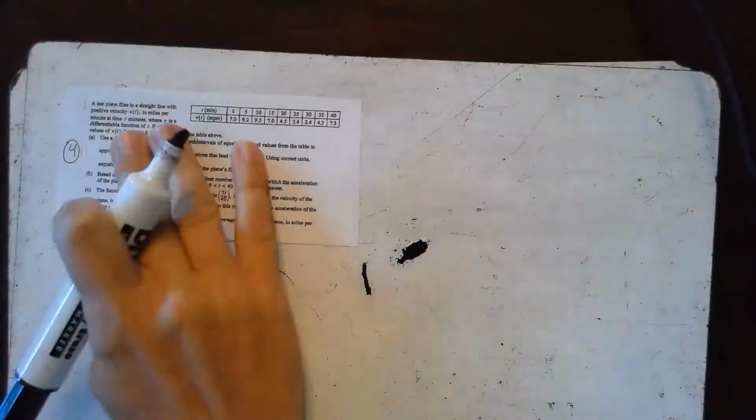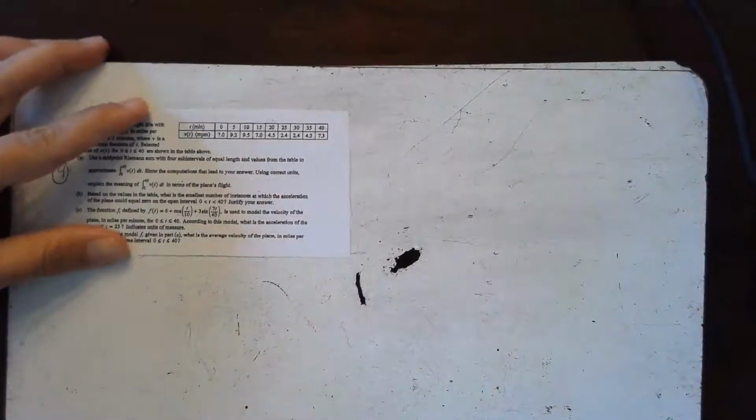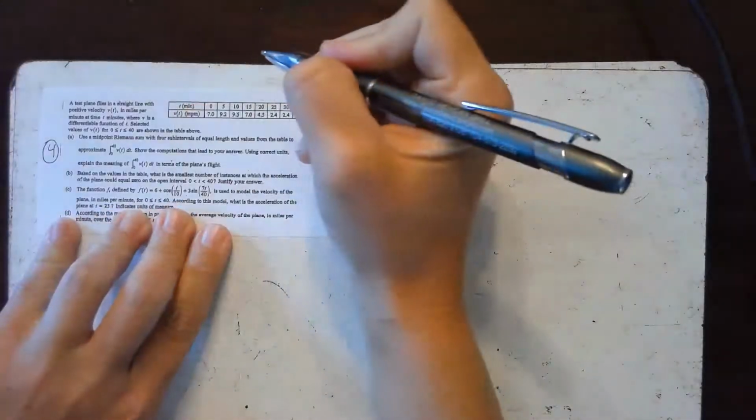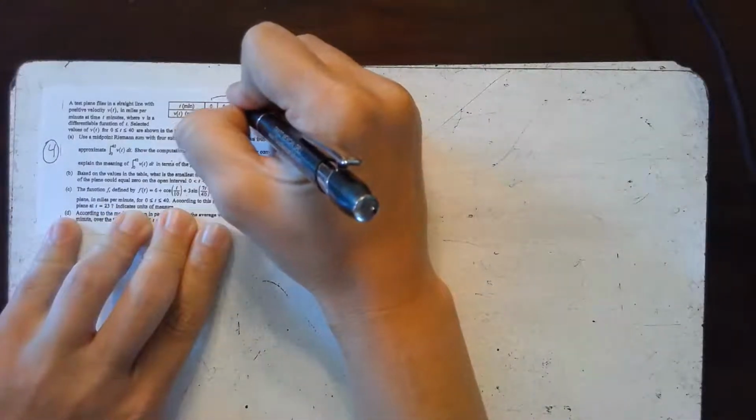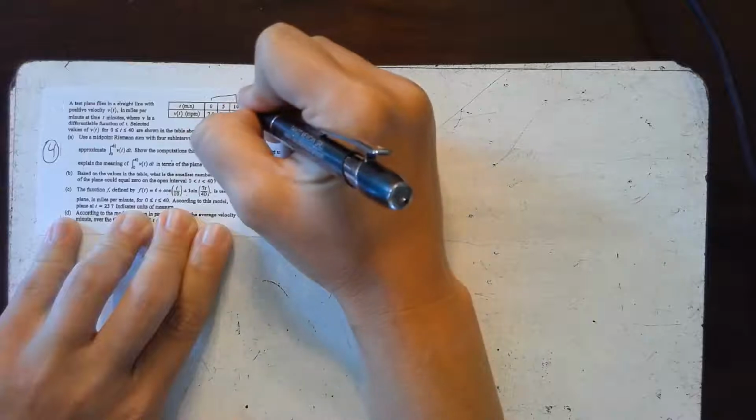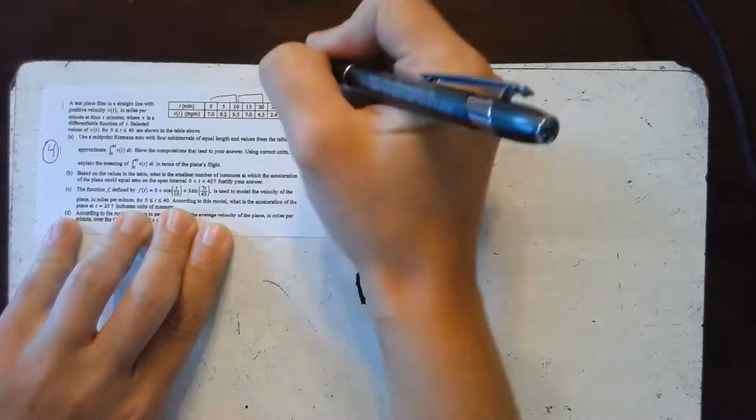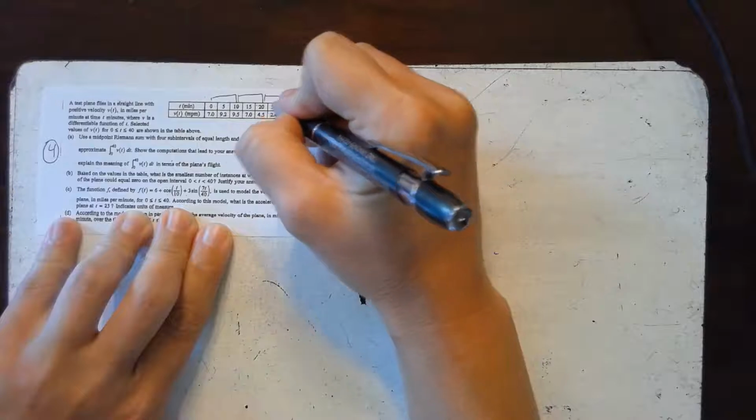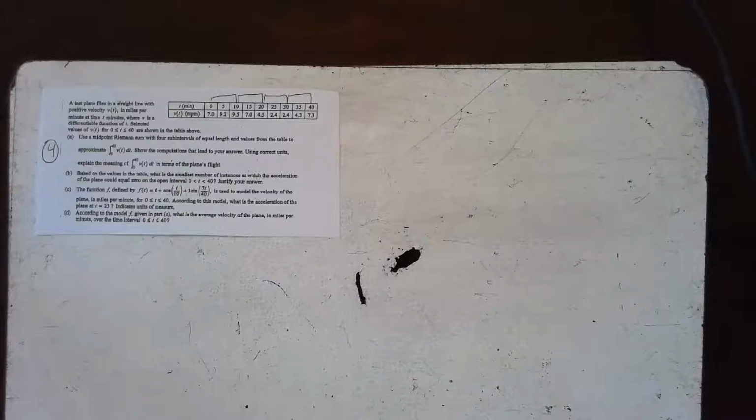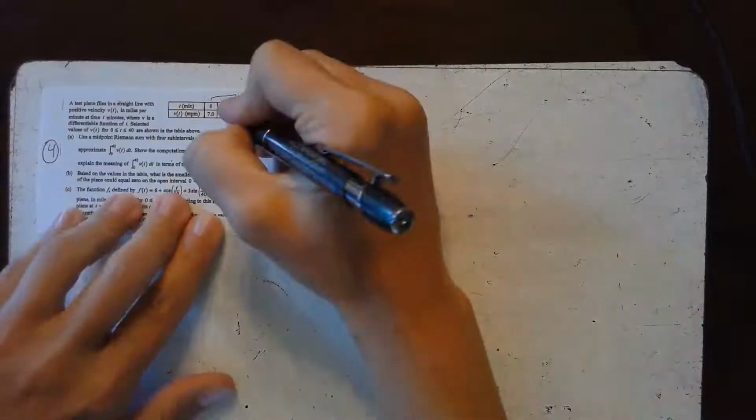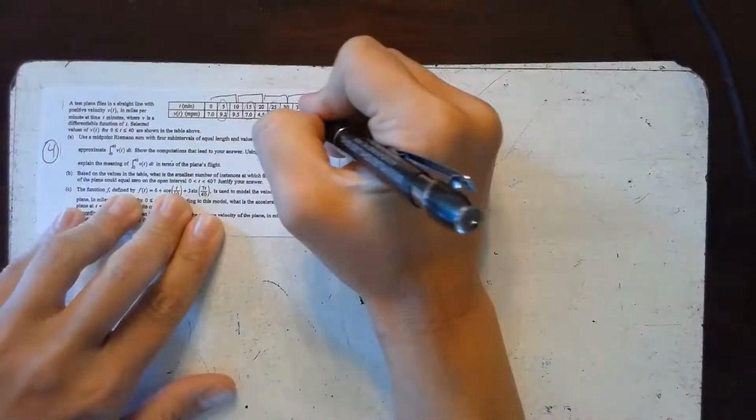Okay, number 4. Now this one's a little longer than all the rest of them, so just hang in there. Okay, here we go. Use midpoint Riemann sum with subintervals of equal length. Since it says midpoint, that means it has to be in the middle. 5's in the middle of 0 and 10. 15's in the middle of 10 and 20. 25's in the middle of these, and 35's in the middle of those. So when I do the midpoint, I'm wanting to use the middle value right here.